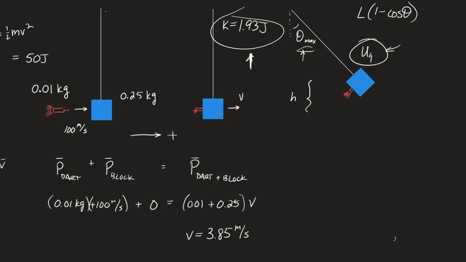You'll need something that you don't have. What is it that you need? You need the length of the string holding the block. That's what L is. Let's go with 2 meters. Now you got something you can do.